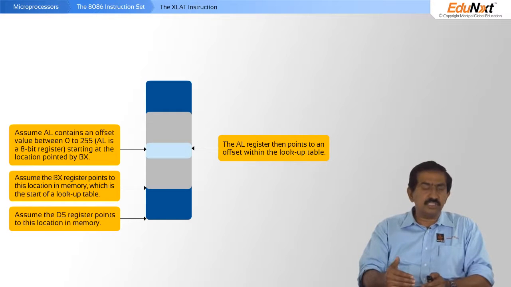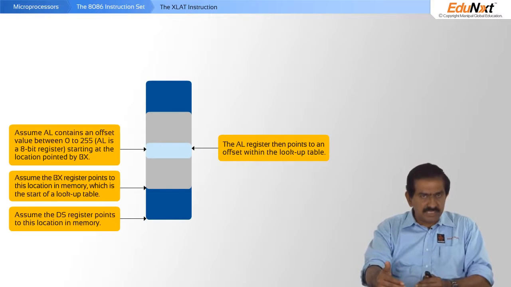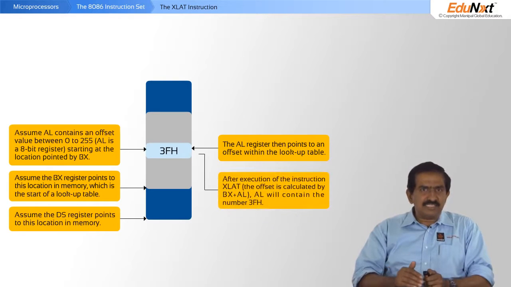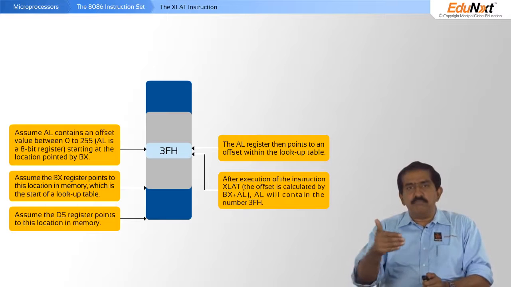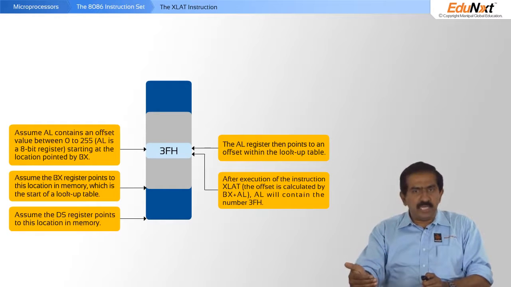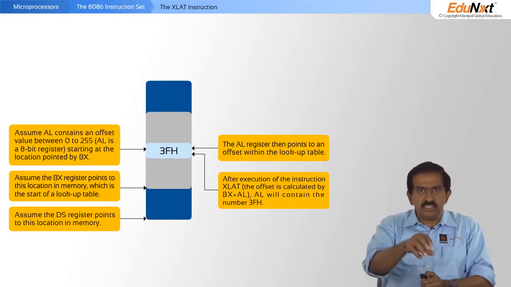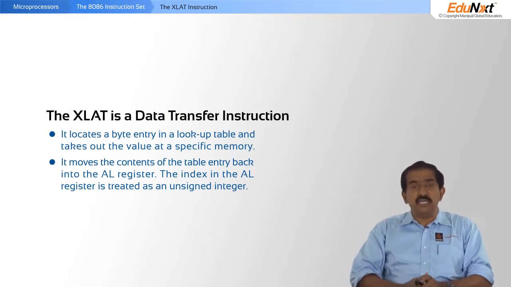The AL is an 8-bit register. So the lookup table can be a maximum size of 255 bytes starting at the location pointed by BX. So at the end of the XLAT instruction, first of all, the offset is calculated by BX plus AL. So the value in AL is added to BX to look at the offset within the lookup table. The value in that offset location, which is in this case 3FH, is then moved back into the AL register.